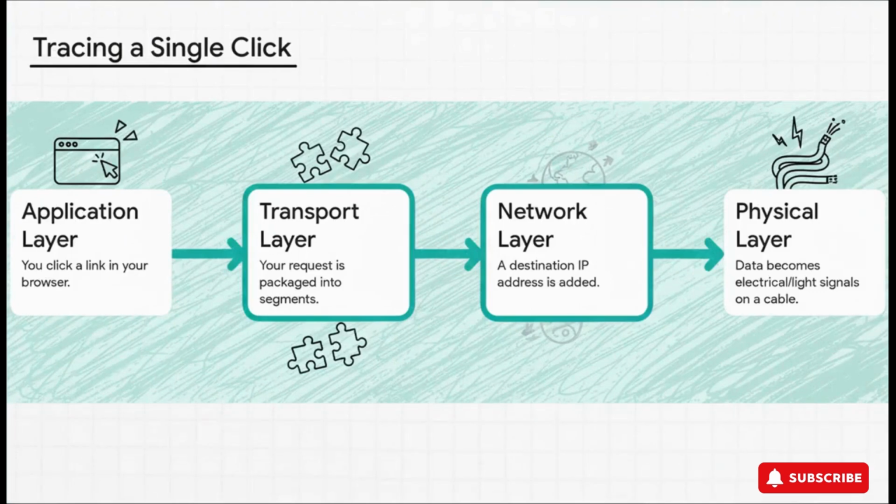You're in your browser, the application layer, and you click a link. That request gets handed down to the transport layer, which chops it up into nice, neat little packages. Then the network layer slaps a destination IP address on it, just like putting an address on an envelope. It keeps traveling down the stack until it hits the very bottom, the physical layer, where your click is literally transformed into electrical signals or pulses of light and shot out onto a cable.